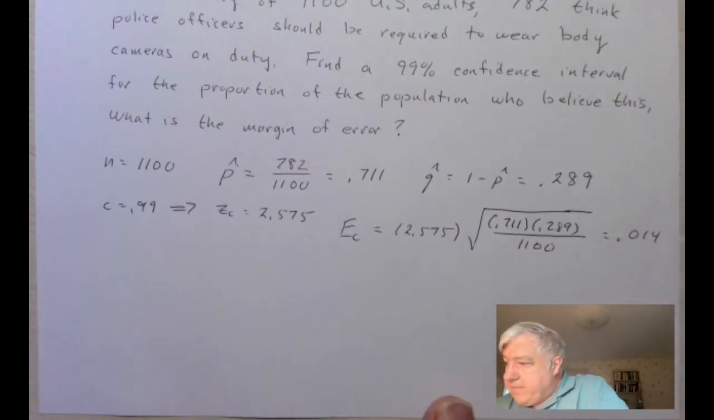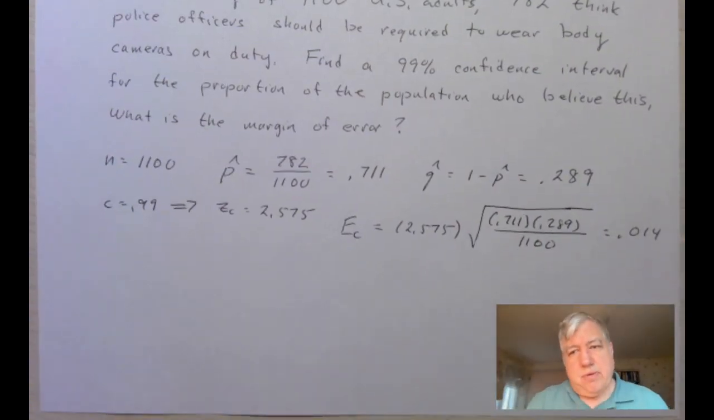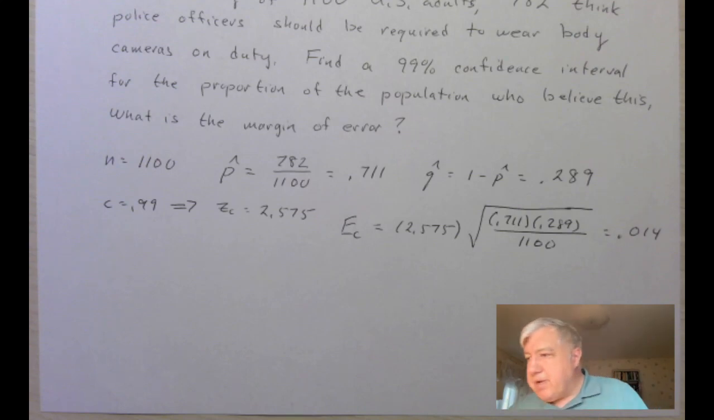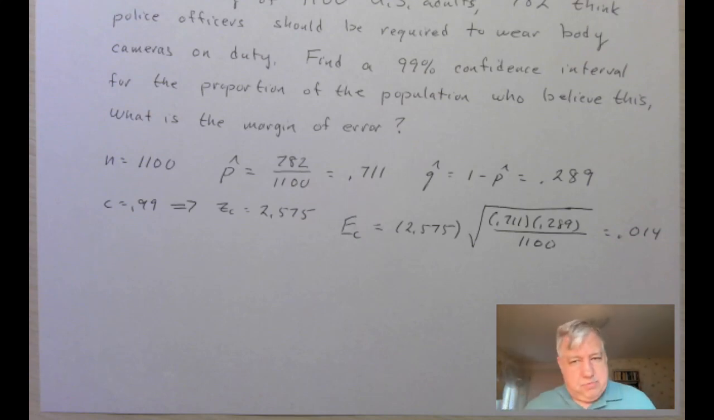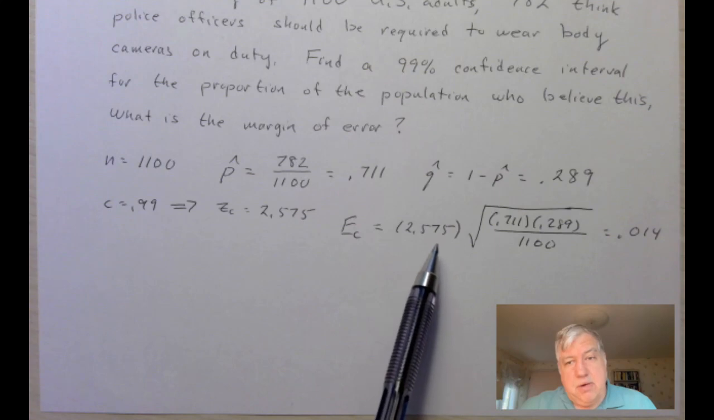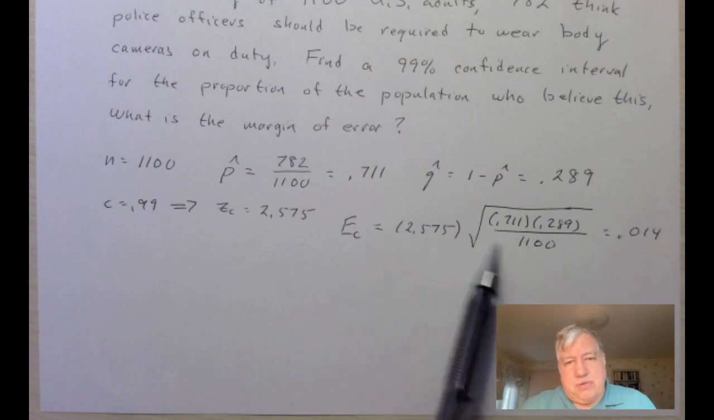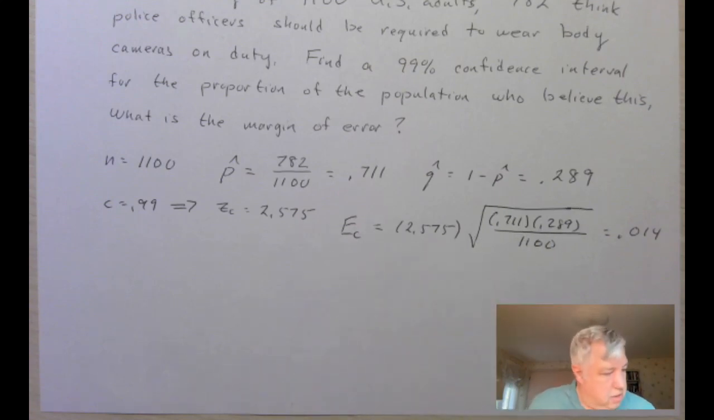Now notice that this is quite a bit smaller than before. Normally you would think we need a bigger margin of error because we have a bigger confidence level, but our sample size is much bigger than what we had in the previous example. So that's why the bigger number in the denominator is sort of canceling out the fact that this number is a little bit bigger. All right.